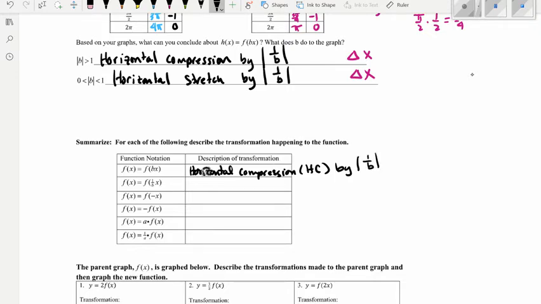And this is a horizontal stretch, HS, by the absolute value of 1 over b. And again, we're using the absolute value because if that b value is negative like the next one, that is a reflection across the y-axis.